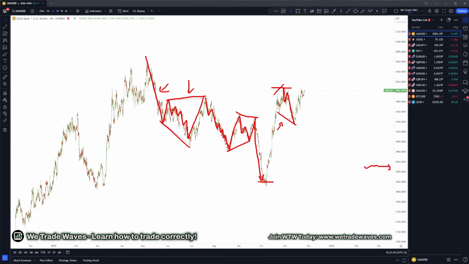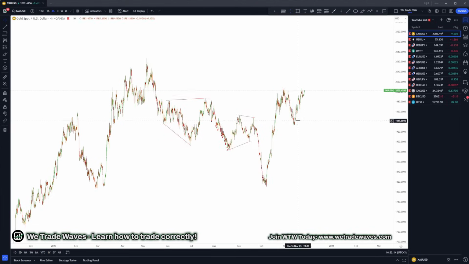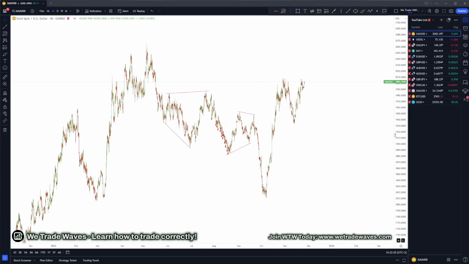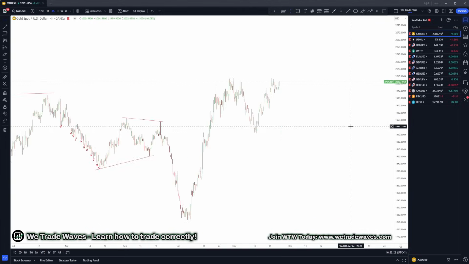After this, the C wave of this expanding flat, a lot of us took this buy and we've made money trading this up wave. Some of us are still in the buy. I don't want to name any of our members, but some of us are in the buy. And if you are in the buy, make sure to keep moving your stops, guys, or at least make sure to take partial profits.